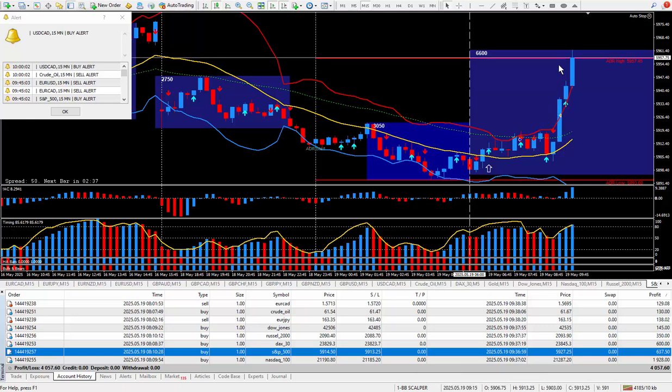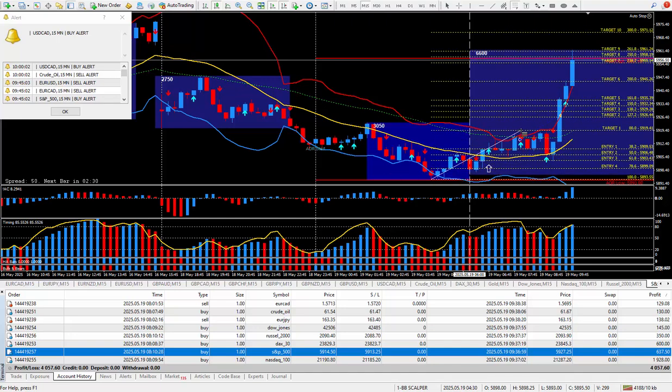And as you can see, that paid out $637. You can also throw that fib tool on there again, from swing low to swing high. There's your pullback to entry 1. Usually makes it to 2, 3, 4, 5, and today it made it to target number 9.